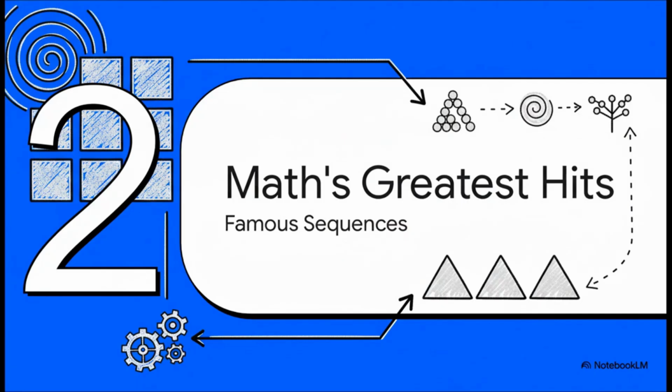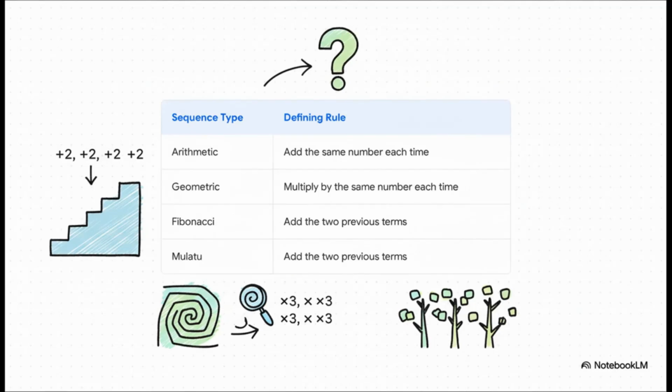Okay, so now that we've got our 2 blueprints, the general term and the recursive rule, let's take a look at some of math's greatest hits, some of the real superstars of the sequence world. So you have your basic types. Arithmetic sequences, that's where you just add the same number over and over, kind of like our warm-up puzzle. Geometric is where you multiply each time. But hang on a second. Look at those last 2, Fibonacci and Mulatu. They look like they have the exact same rule.